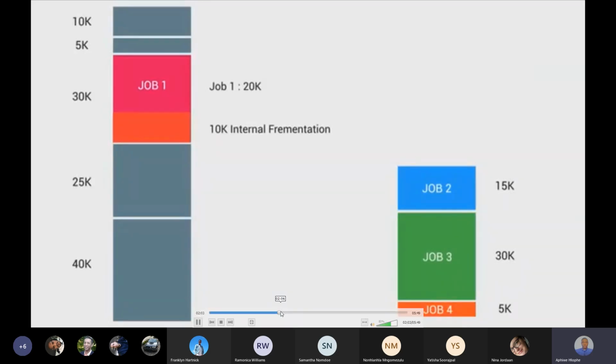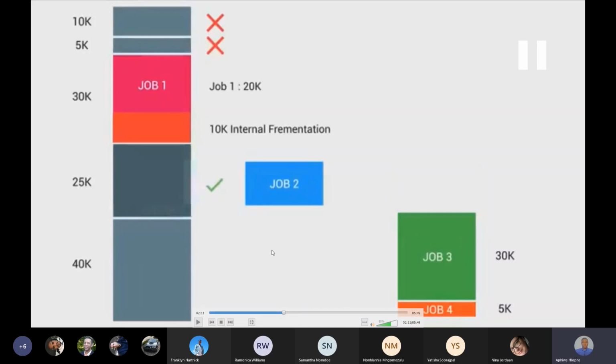Next, we will quickly go through the remaining jobs. Okay, so the same things will apply to the remaining jobs.